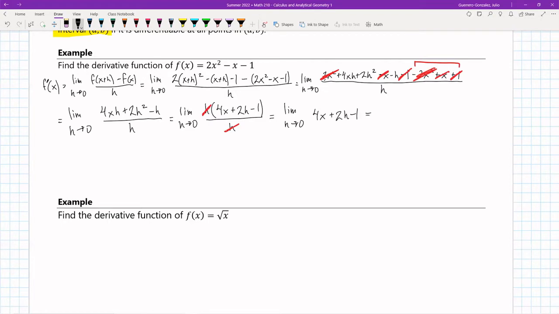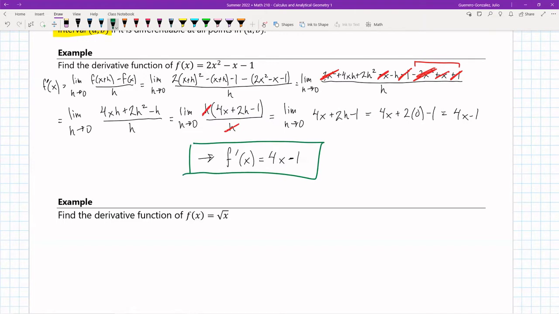Now there is no problem with me plugging in 0 for h. So this is going to be now 4x plus 2 times 0 minus 1, and this is 4x minus 1. So we have f prime of x equal 4x minus 1. So what we just found is that, given our original function f of x, this is the equation for the slope of the tangent line at any x value we want.